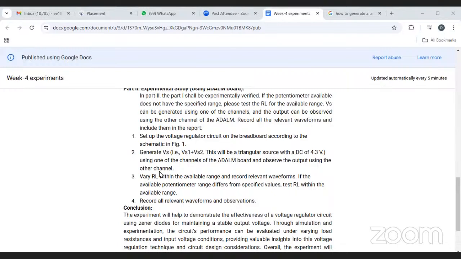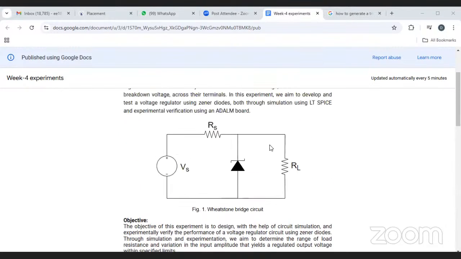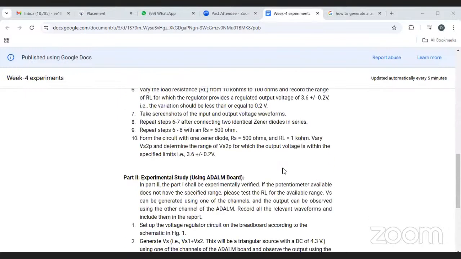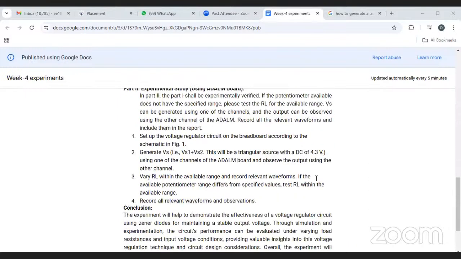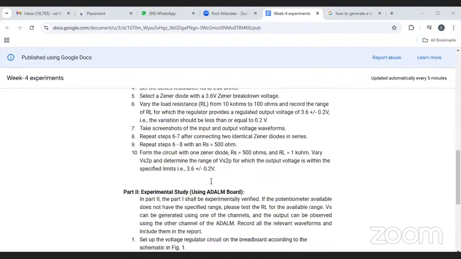Now across RL you can always connect a potentiometer, which I think was already mentioned, so there will be a variable potentiometer. You can use that potentiometer as RL and vary it. If the available potentiometer range differs from the specified values, test RL within the available range. Now record all the relevant waveforms and observations.